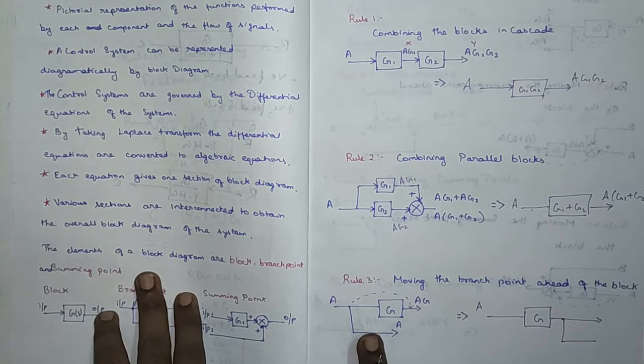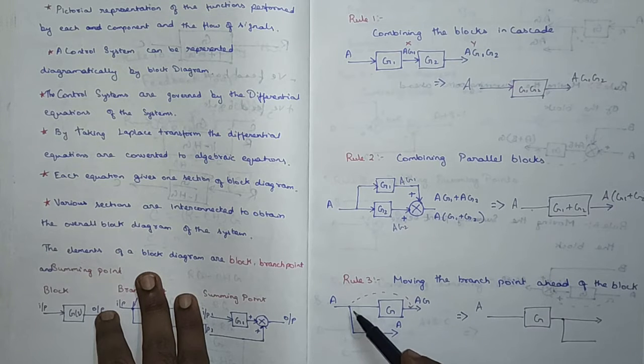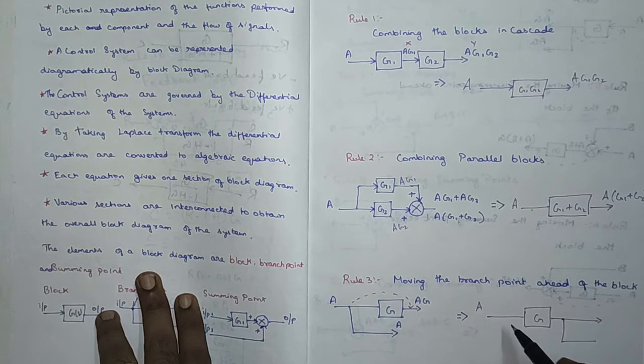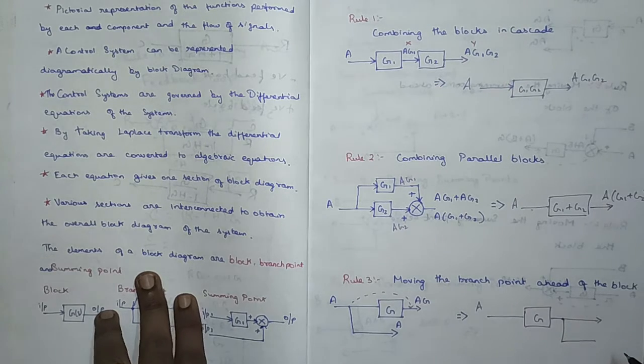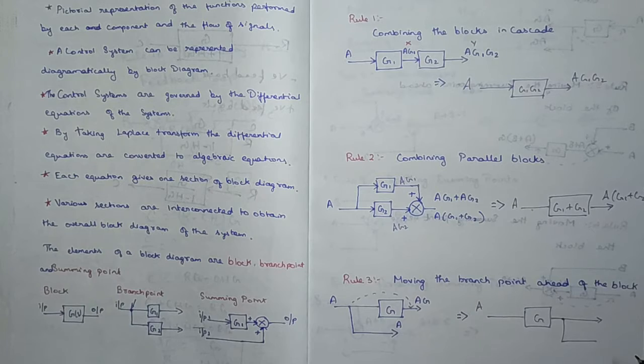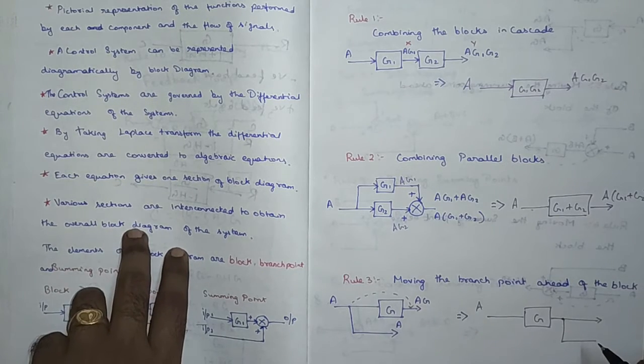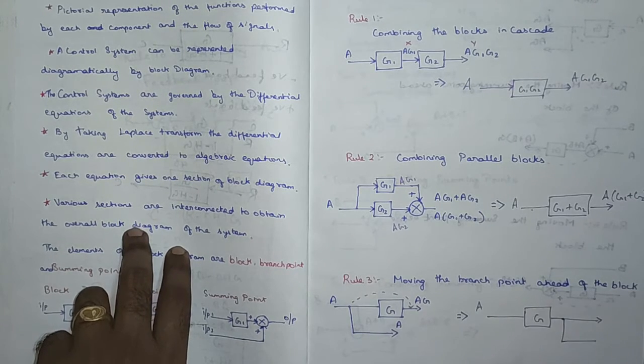We have a block diagram structure here. In this we have an input a and a block g, and we have a branch point here. Now we are supposed to move this branch point ahead of this block g, so I have drawn this structure again. We have moved the branch point ahead of the block, but we are supposed to get the same output. Here the outputs are ag and a. Here also we should get the same outputs, ag and a. Then only is this movement of the branch point from left to right justifiable.